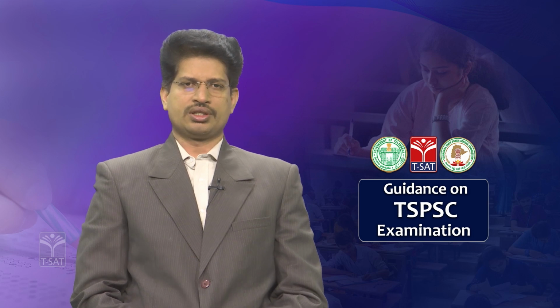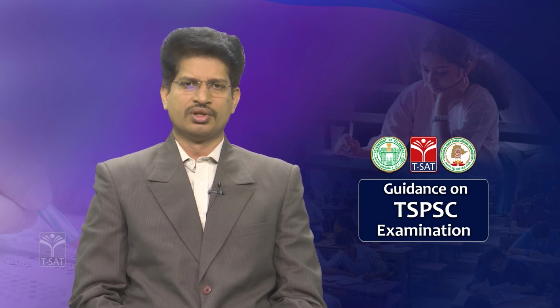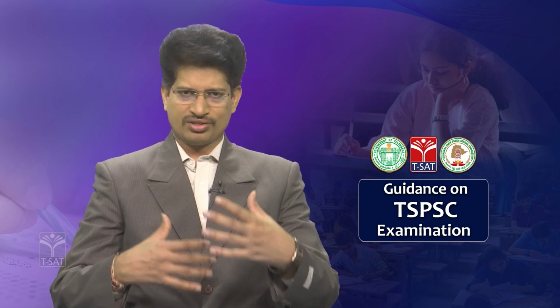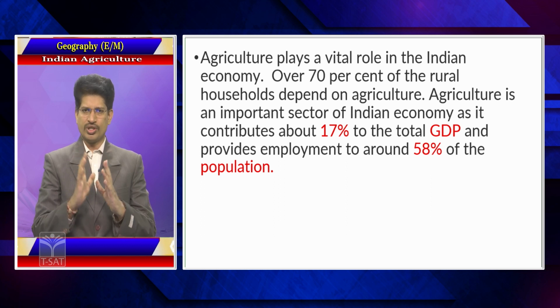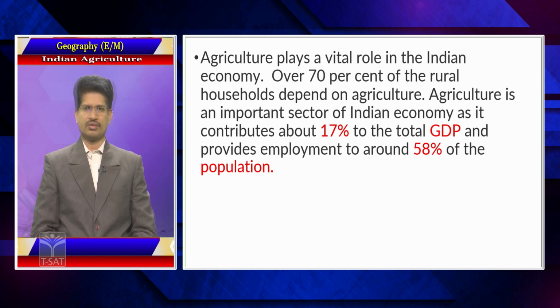The importance of agriculture in our country is that 70% of the rural households are dependent upon agriculture, and questions can be asked in this way. What is the percentage of contribution of agriculture to the GDP? 17% of the GDP of our country comes from agriculture, and 58% of the population is depending upon agriculture. So, these can be given as questions. Contribution of agriculture to GDP can be a question. What is the percentage of population depending upon agriculture can be a question.